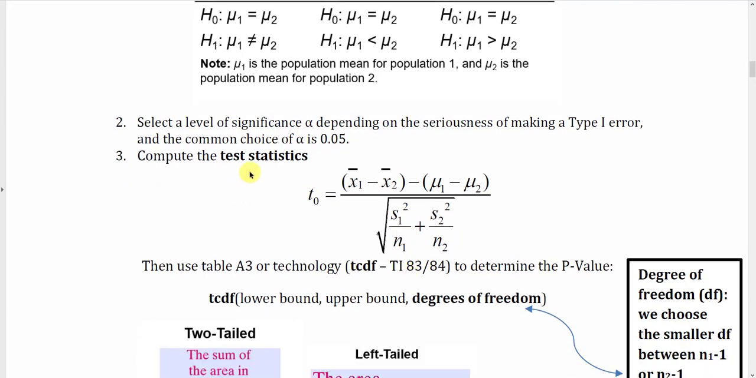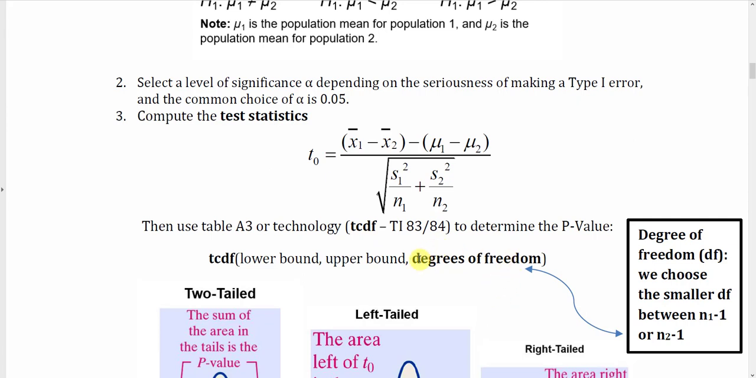And after we get the test statistic, we can use the table A3 or technology to determine the p-value. And if we do use the technology, TI-83 or 84, we use the command tcdf. This is the cumulative area under the t curve, to find the student t distribution, the area under the curve. And the command will take three values: the lower bound, the upper bound, and the degree of freedom.